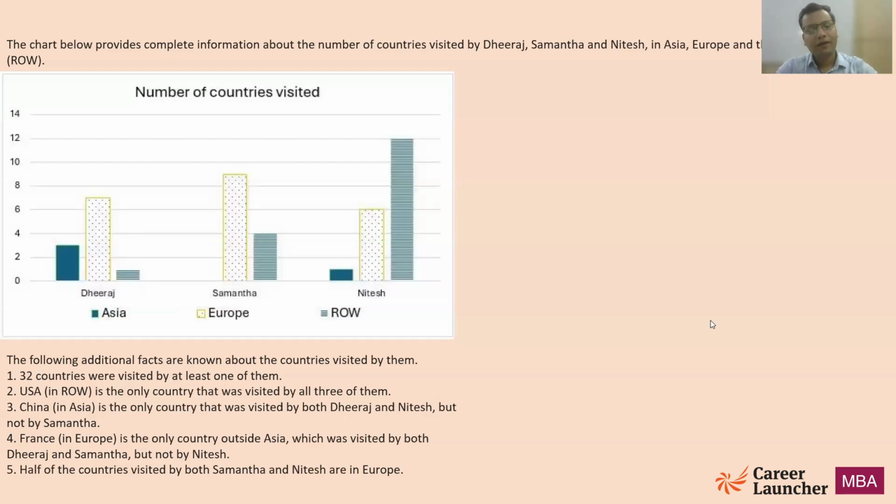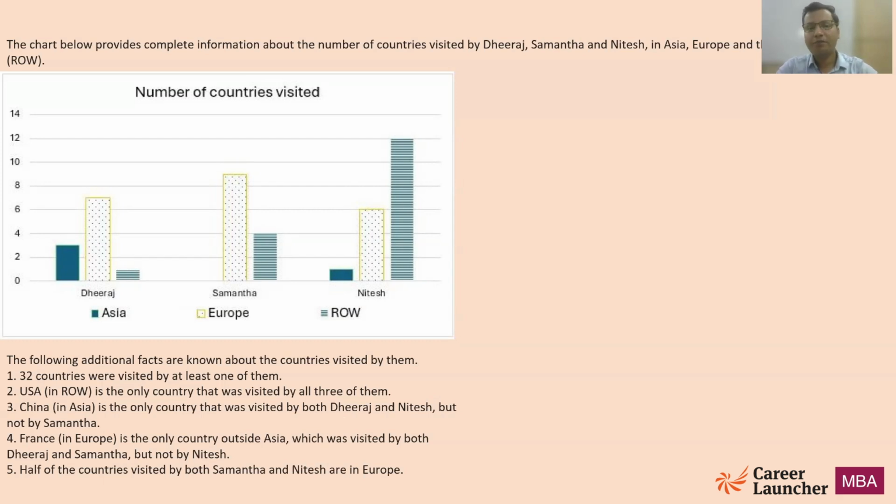Hello everyone. Today we are going to solve an LRDI set which came in CAT 2023. This is a beautiful set which appears to be a set of bar graphs, but a little tricky one. And there is a beautiful integration of Venn diagram into this set. So let's quickly look at the set.